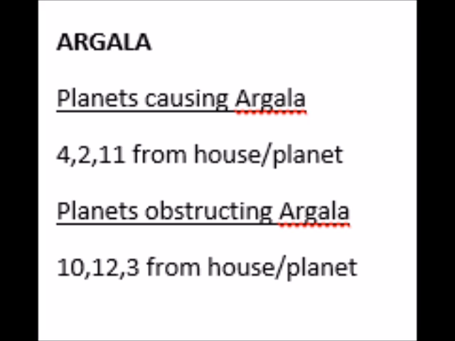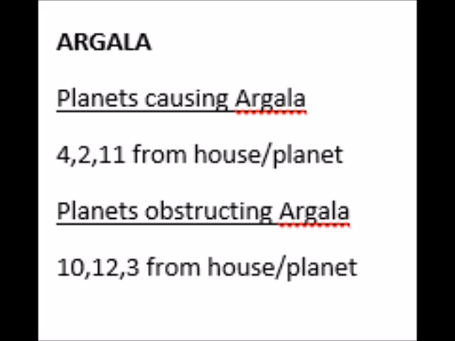And it is respectively. Why I'm using this word respectively is that the Argala of that house or planet in the 4th will be obstructed by the 10th. The Argala of the planet or house in the 2nd will be obstructed by the 12th. And the Argala of the planet in the 11th from the house or a planet will be obstructed by the 3rd from that house. That's why I use the word respectively. So 4th is obstructed by 10th, 2nd is obstructed by 12th, and 11th is obstructed by the 3rd.